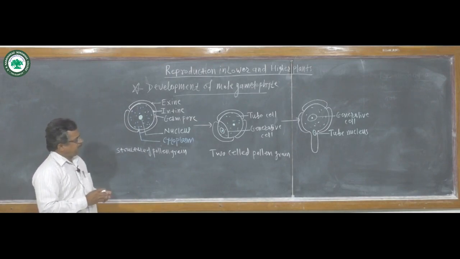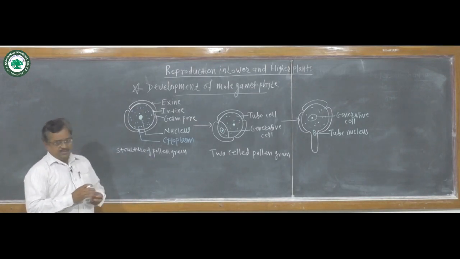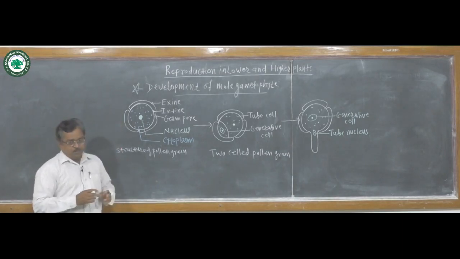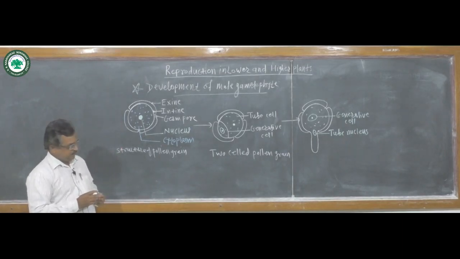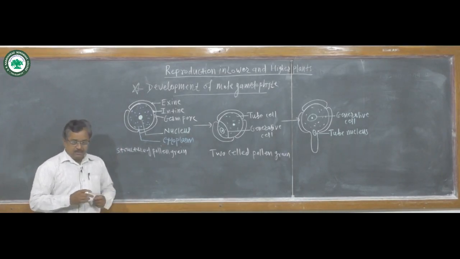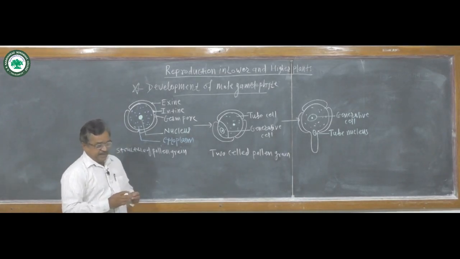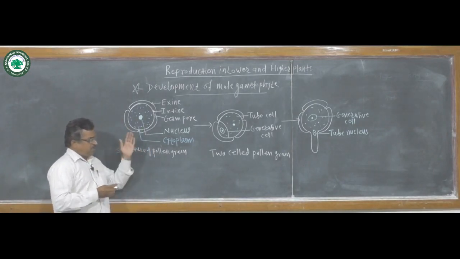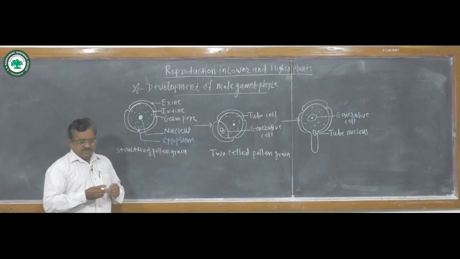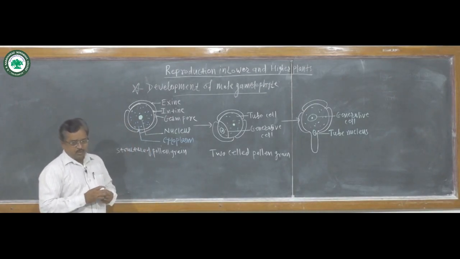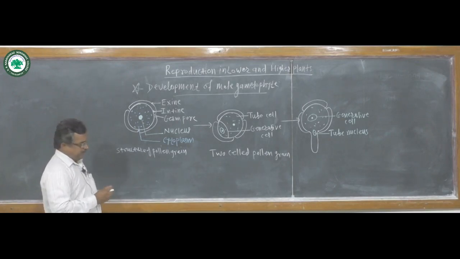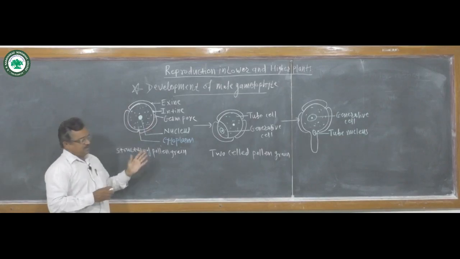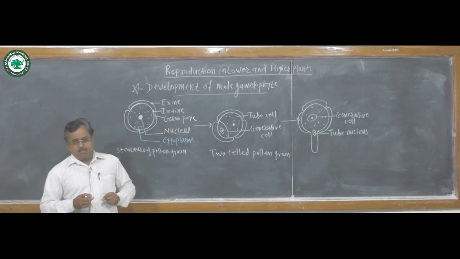When the pollen grain is developed in the pollen sac, you know the process of development of pollen grain in the pollen sac. The microspore mother cell undergoes meiosis, a tetrad is formed, and from each pollen mother cell, 4 pollen grains are developed. Then each pollen grain is the first cell of the development of the male gametophyte.